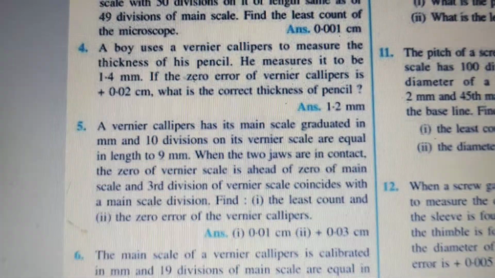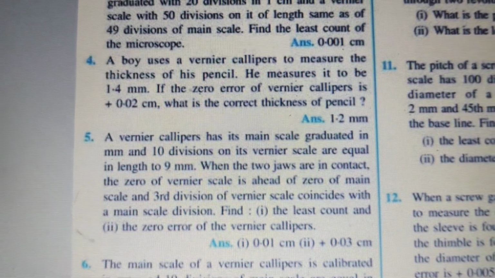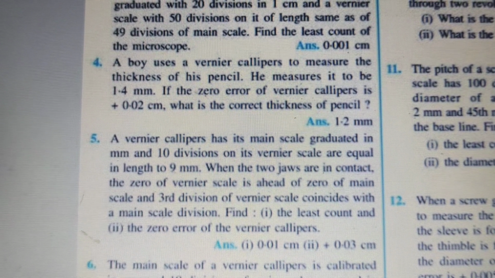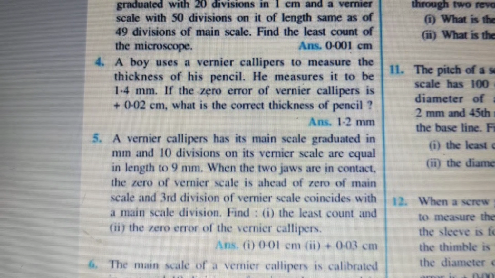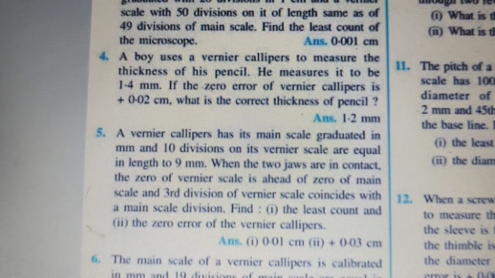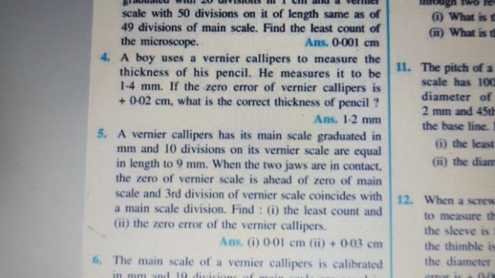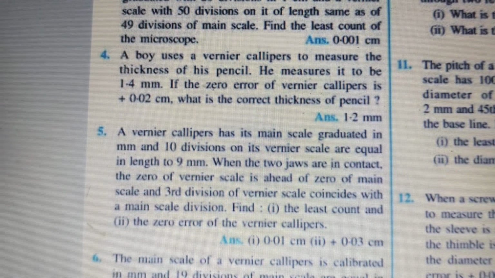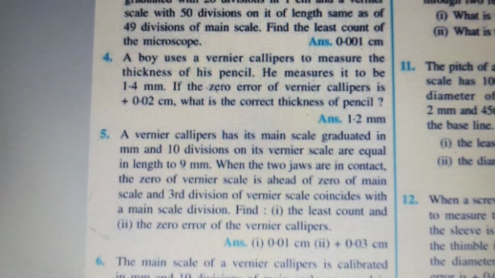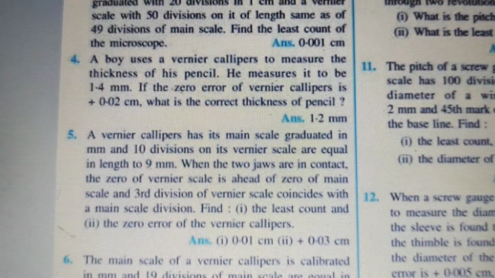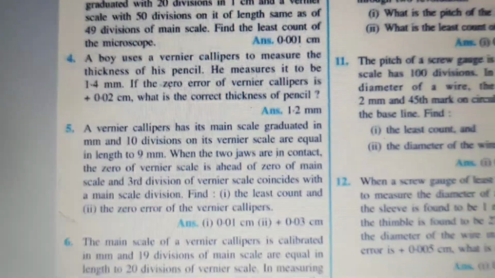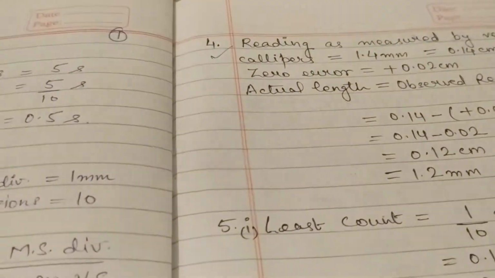Then the next question which I want to discuss, fourth one. A boy uses a vernier calipers to measure the thickness of his pencil. He measures it to be 1.4 millimeter. If the zero error of vernier calipers is 0.02 centimeter, what is the correct thickness of the pencil? Okay, so what does he measure? He measures 1.4, but zero error is positive 0.02, right? So see the solution.